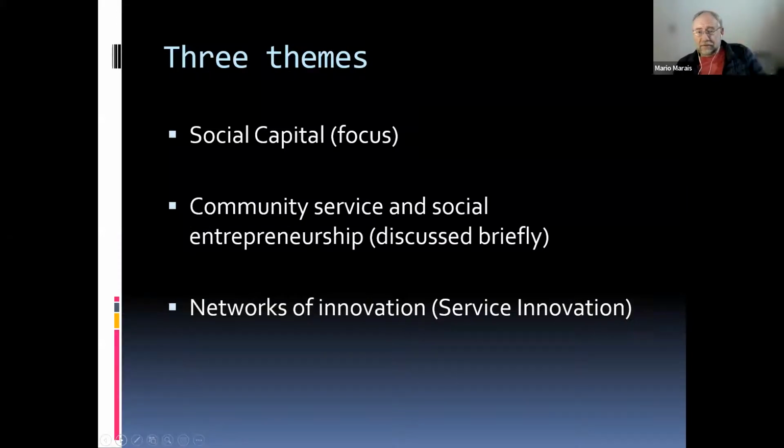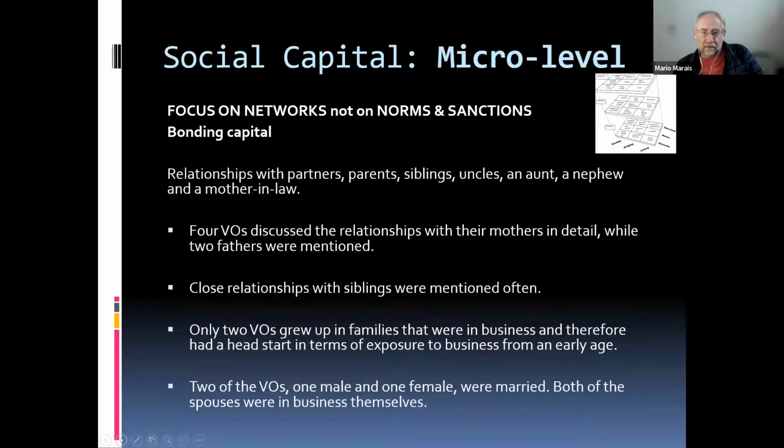Okay, so then I developed three themes: social capital, community service and social entrepreneurship, and networks of innovation, how people talk to each other and share ideas to build on innovations. And I think I'm really going to stop around there, because what we have is just a description here of how your parents, your uncles, your aunts, your mothers-in-law are important. And I'll just do this in detail for VOs, their mothers, because the mothers with jobs were the main financial support to VOs, and two fathers were mentioned.